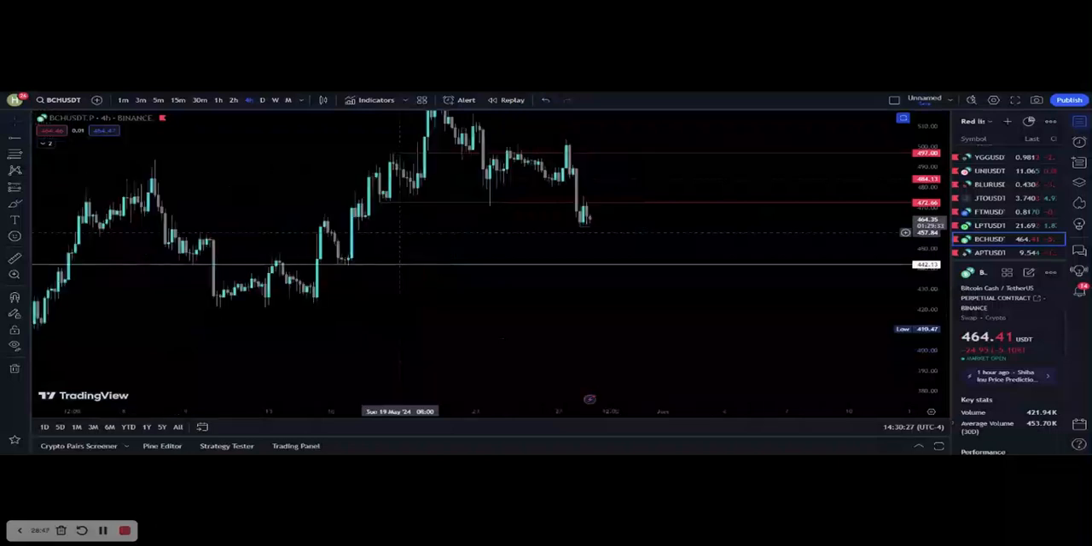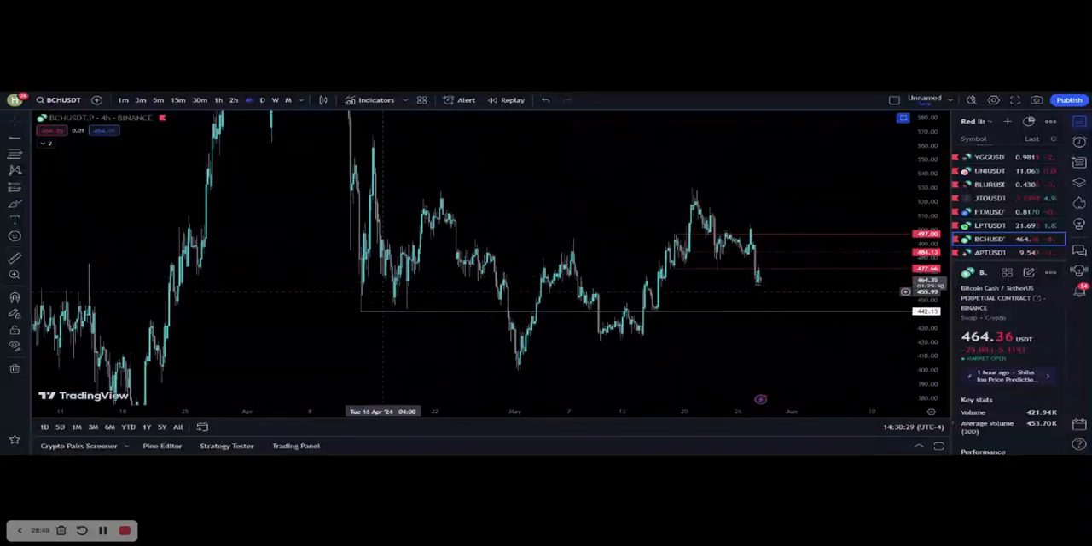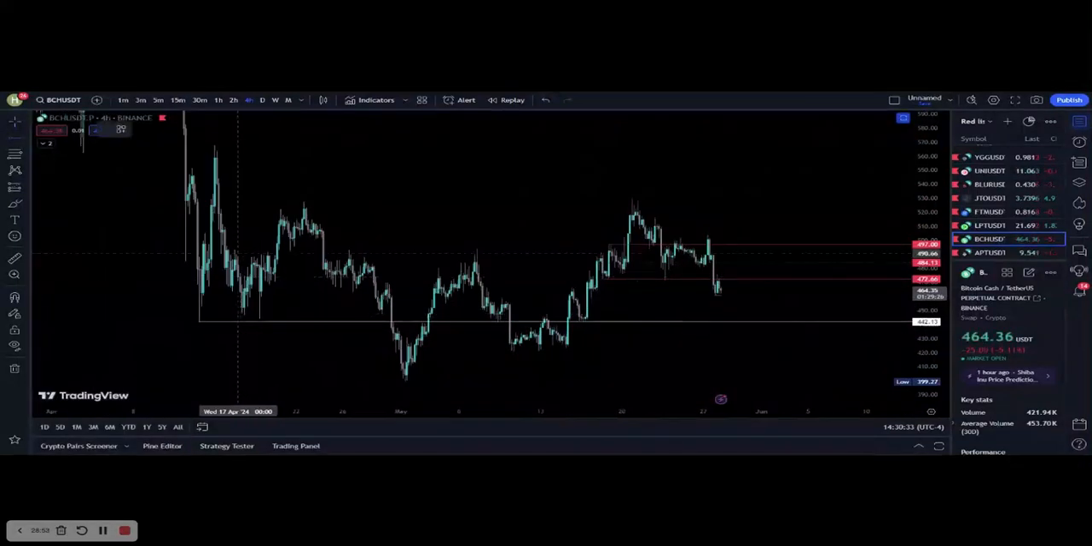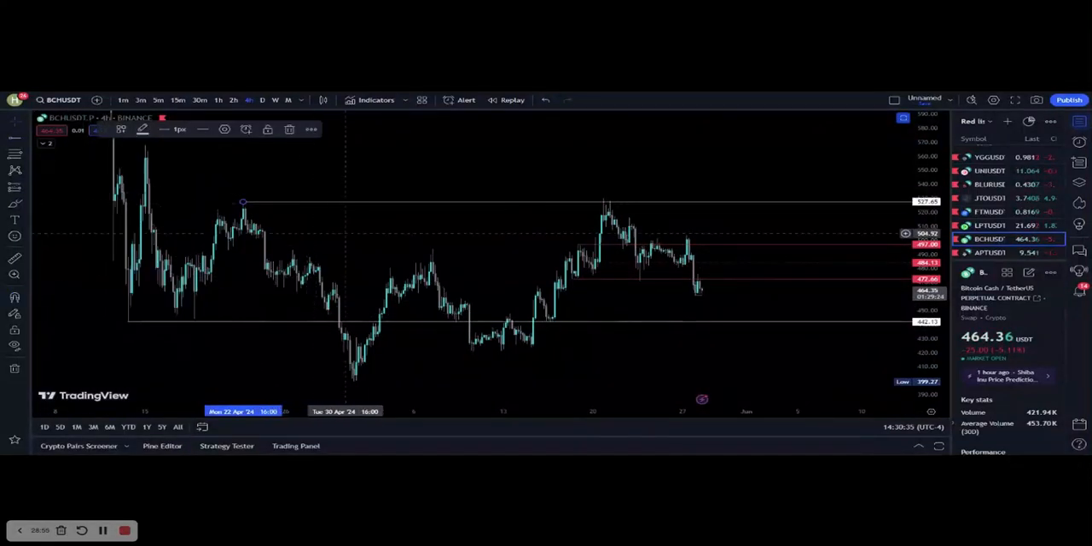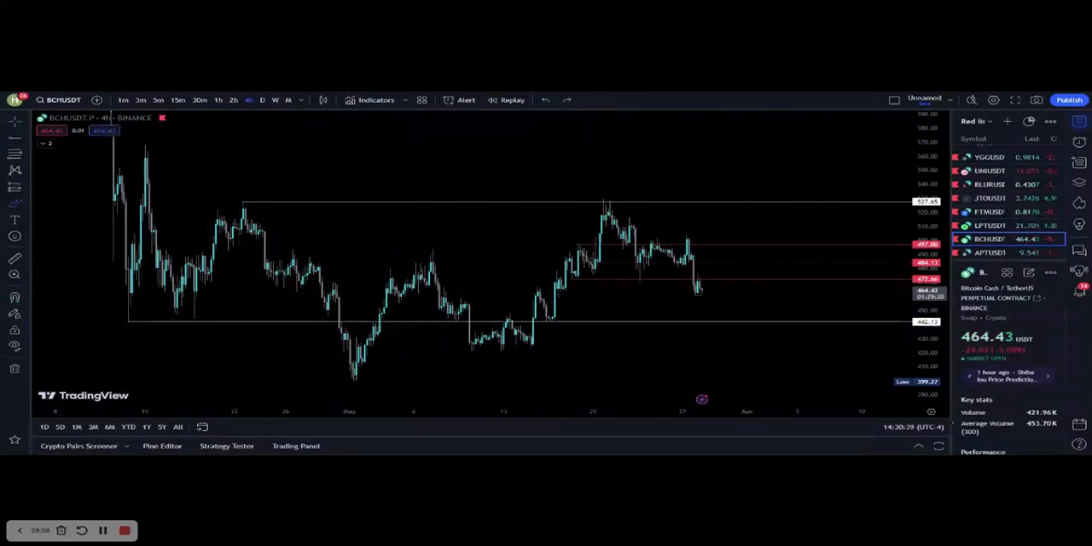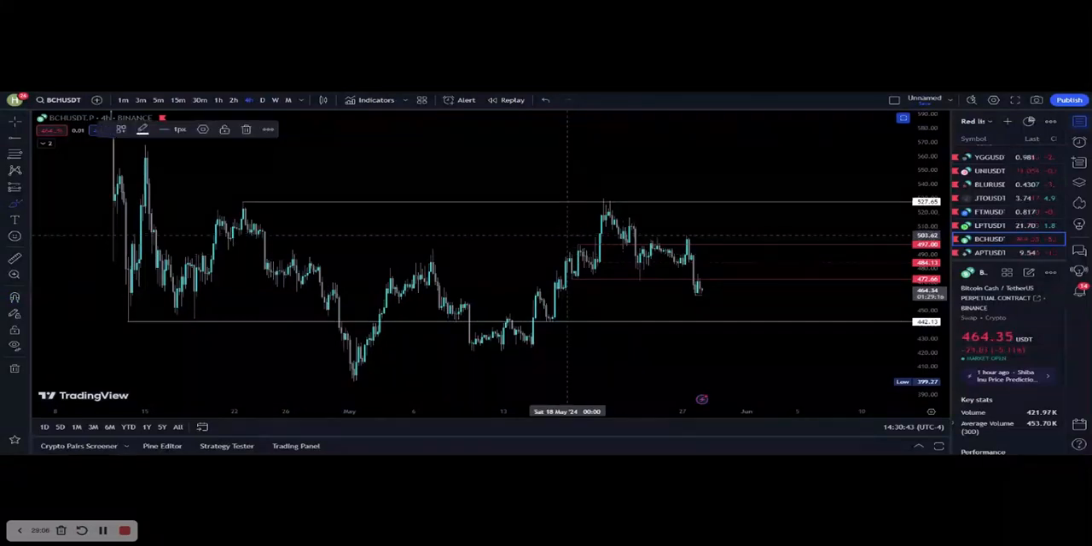Okay, BCH. Now this is your range lows. This is our range high. Now this is the high time frame range that will take weeks to play out. But these small ranges in between are the low time frame that you can day trade.